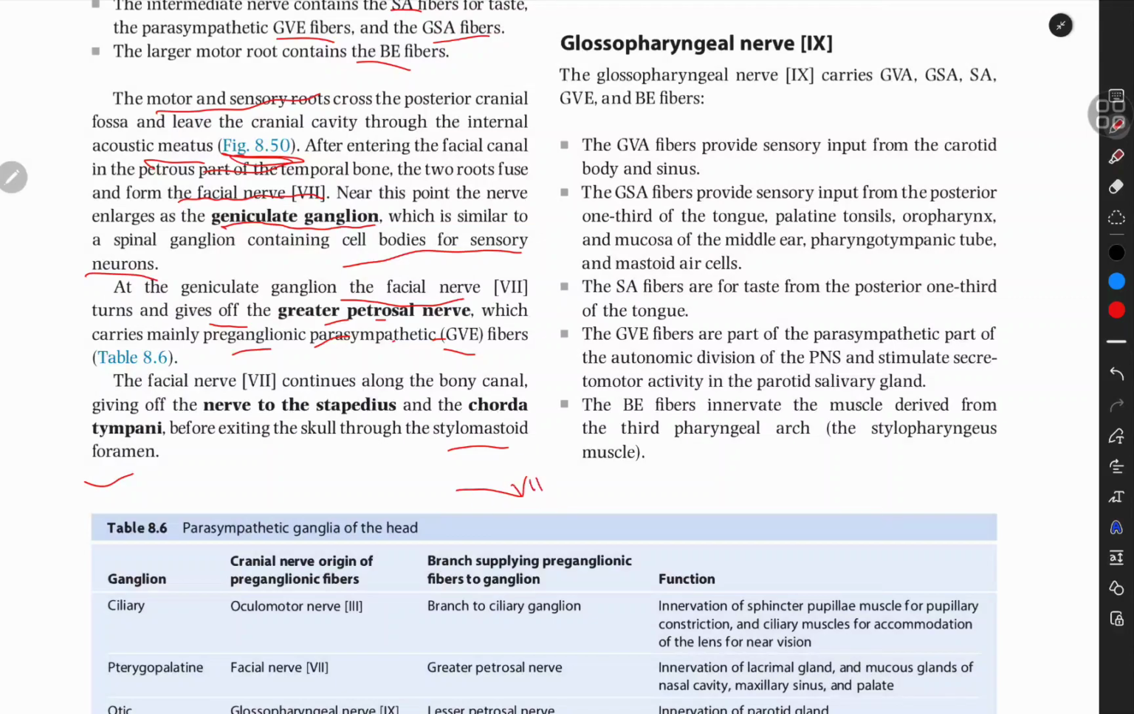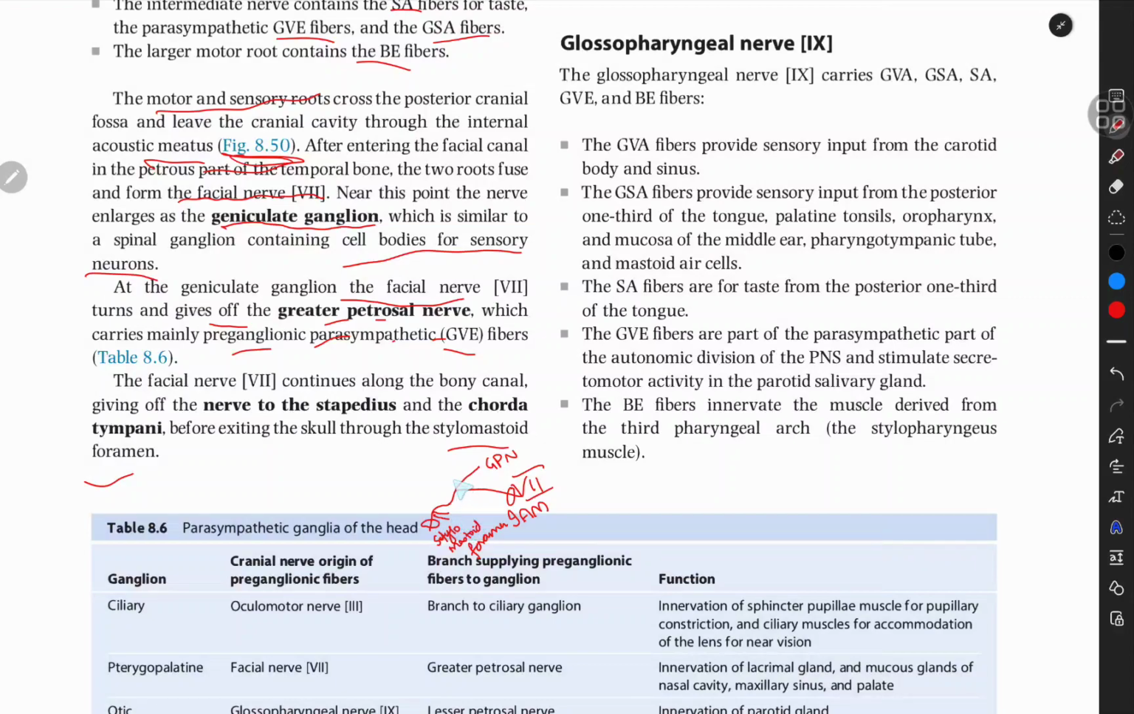So facial nerve 7 enters through the internal acoustic meatus, turns and gives off the greater petrosal nerve, and exits through the stylomastoid foramen.